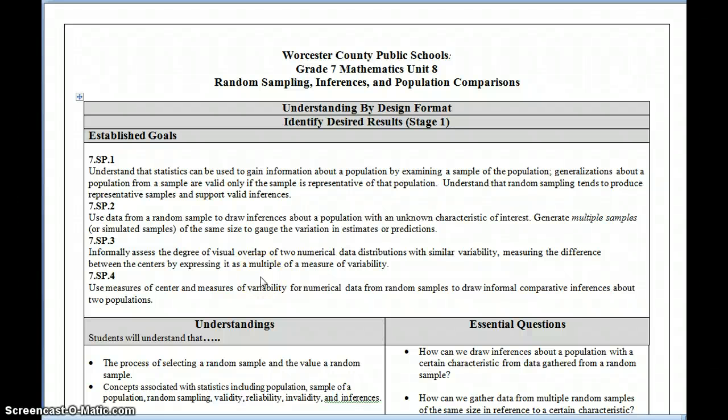All right, we're going to continue now with Stage 1, Part 2. As before, we are still using the UBD unit model, which is Grade 7, Mathematics, Unit 8, Random Sampling, Inferences, and Population Comparisons. We have already discussed the first sections of Stage 1 in this format, which are the identified desired results of established goals, understandings, and essential questions.